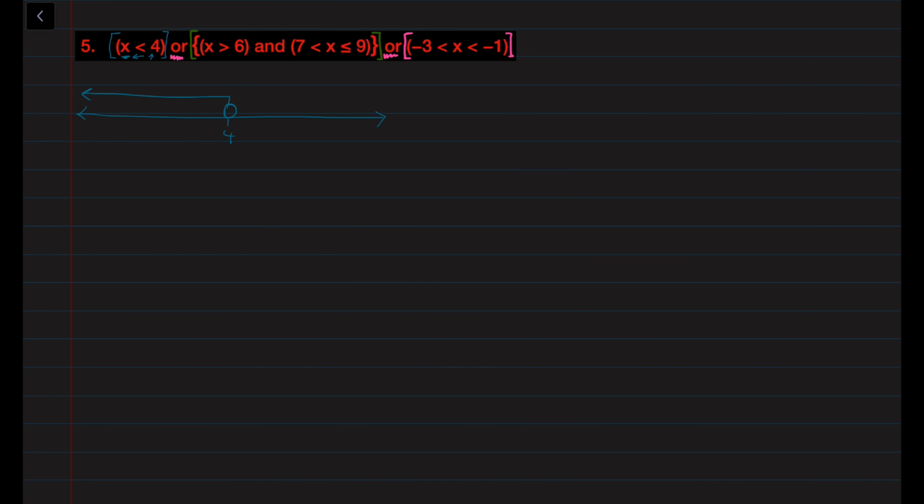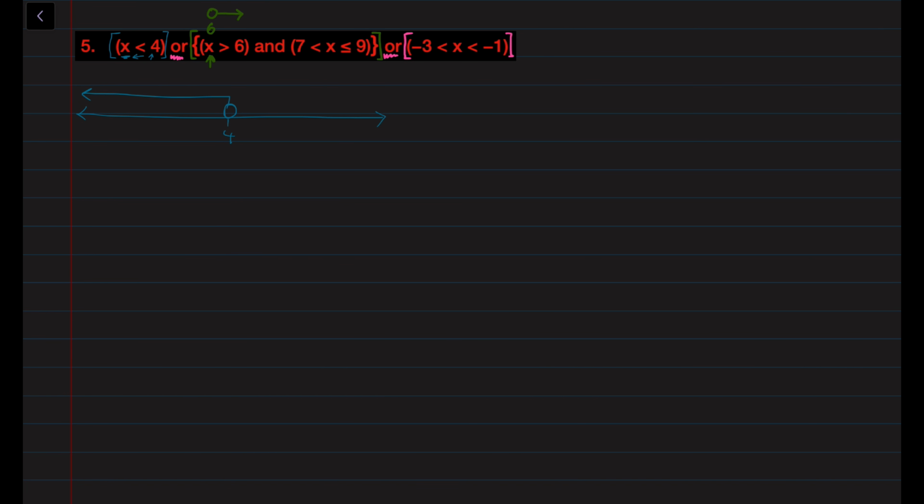Now, for the second part, here we're looking for numbers that are greater than 6. So x has to be bigger than 6. And this is kind of where the signs are a bit flipped, because what we would have is 6 over here, and 6 is not included, and we're looking for numbers that are greater than 6, like this.